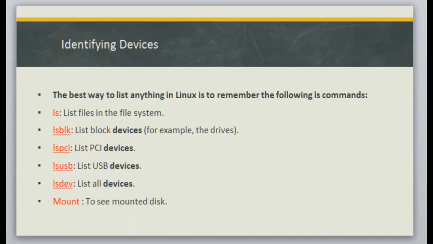So let's go ahead and look at identifying devices. The best way to list anything in Linux is to remember the ls command. ls is a very good command to list a lot of things, not only files, but other things as well. First, ls lists the files in the file system. We've seen this used many times. There's also lsblk, which lists the block devices, which are going to be your hard drives. lspci, which is going to list the PCI devices. lsusb, which will list USB devices, lsdev, which is going to list all devices, and mount to see mounted disks. So let's go ahead and look at those real quick.